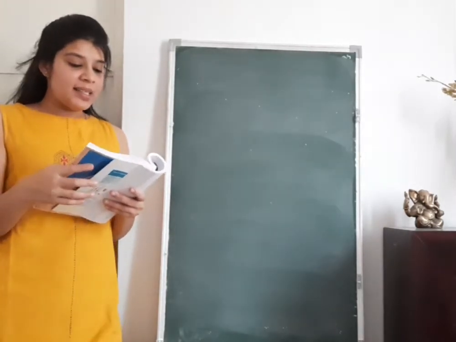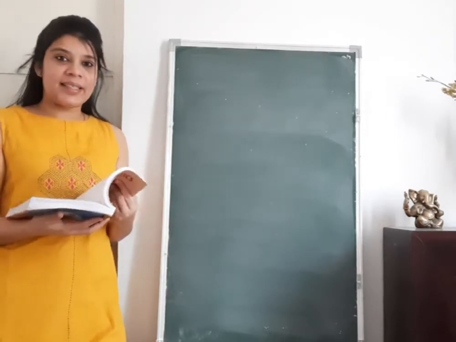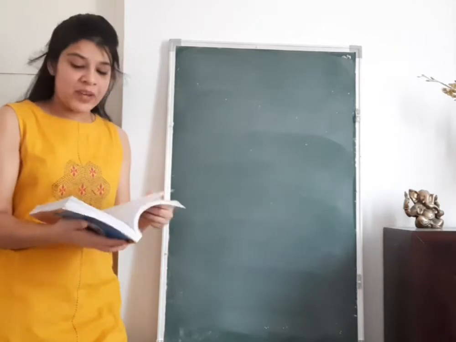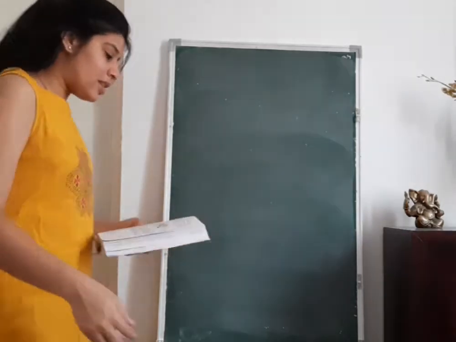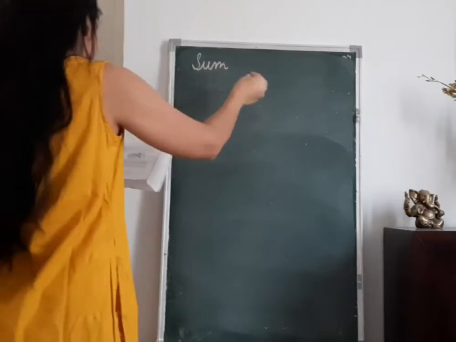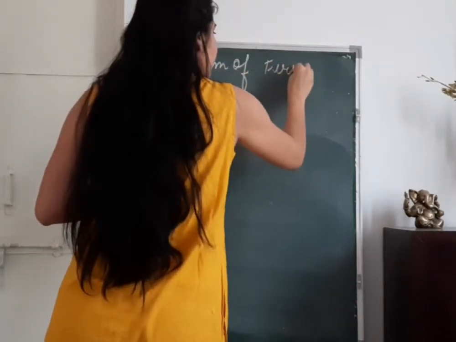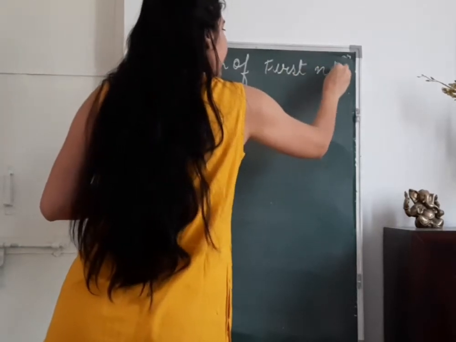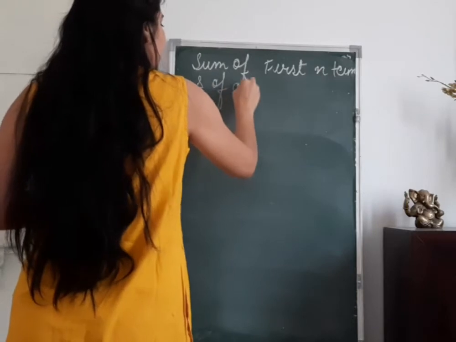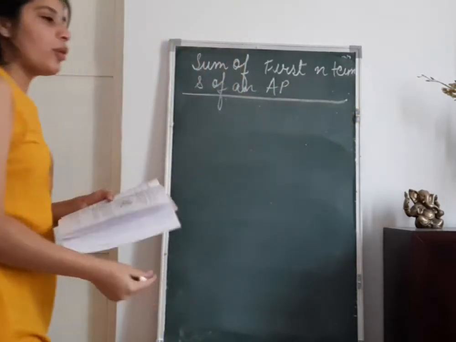So in my last video for arithmetic progression, we have completed exercise 5.2, which was on the application of nth term of an AP. Today I am going to start a new concept in this video, that is sum of first n terms of an AP or arithmetic progression.